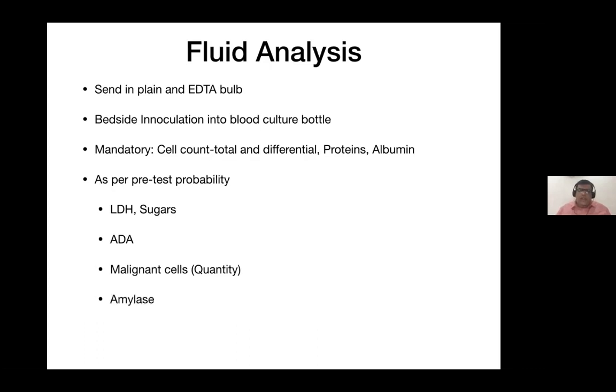Amylase, if you're suspecting pancreatic ascites, pancreatic leaks, then it becomes very useful. A level of more than 2000 would usually indicate presence of pancreatic ascites. Ascitic fluid triglycerides to assess for chylous ascites. By and large, the triglyceride levels will be more than 200 in these patients.